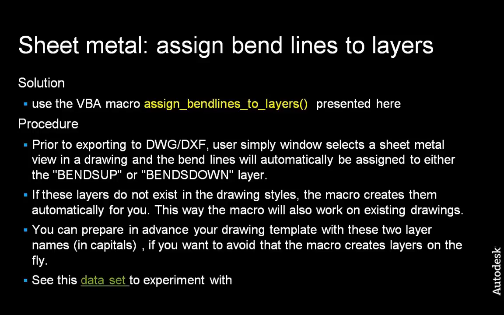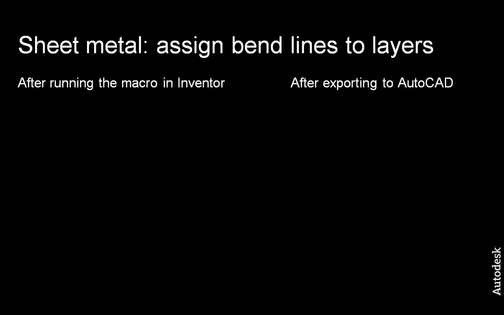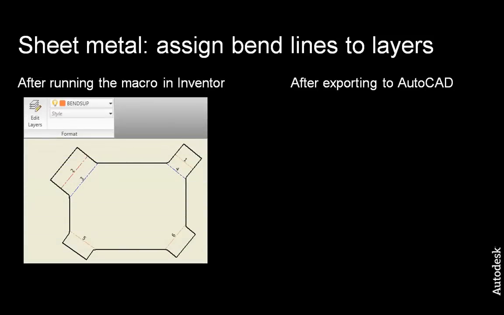There is a dataset attached to this training which you can download from the resources area. What is the result of the macro? I'll show you the situation before running the macro and the situation after running the macro. Here I color coded the up bent lines in orange with a dash dot line, and the bend down lines in a blue color.